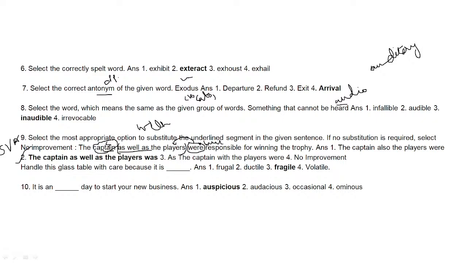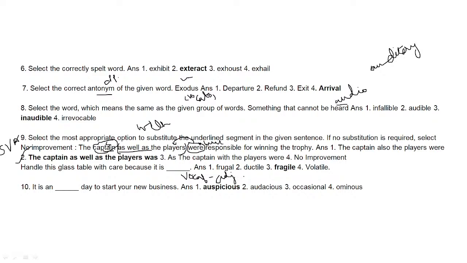The next one is what? Handle this glass table with care because it is dash. Now, what is the perfect word for this? This is again a vocab question, right? Vocab, but related to adjectives. Now, for this, you have to know some terms related to materials.